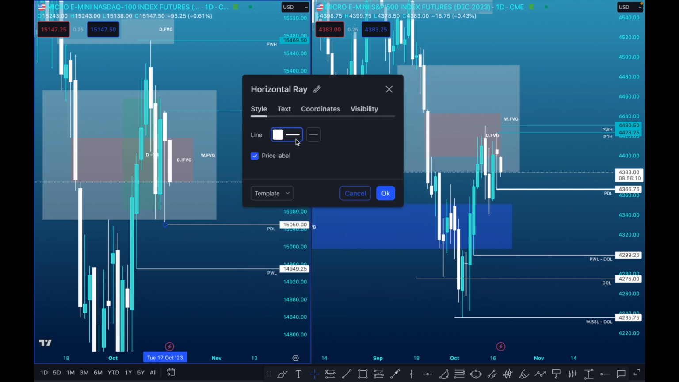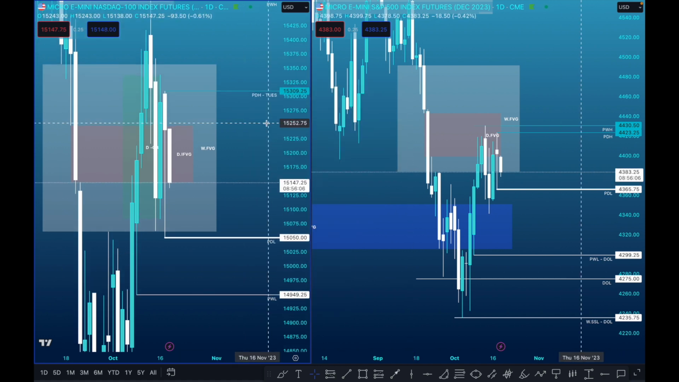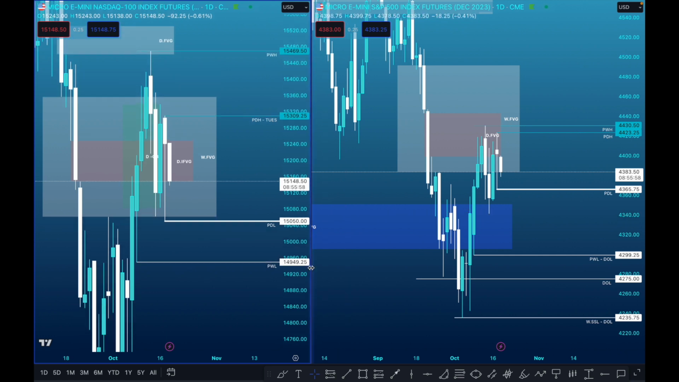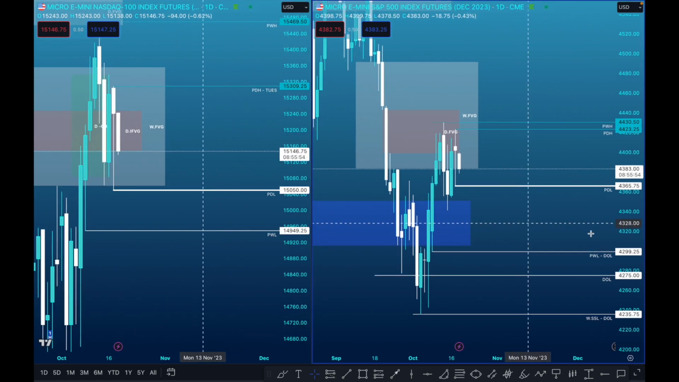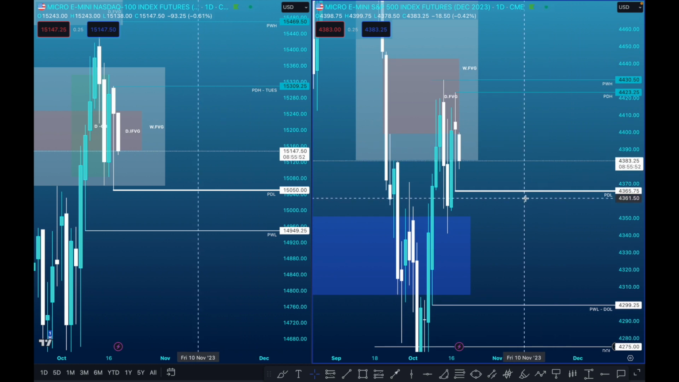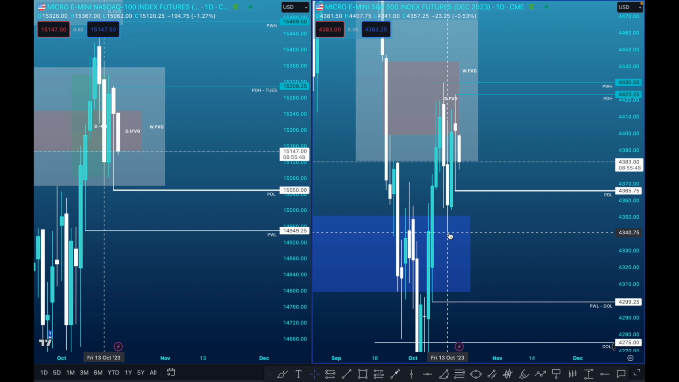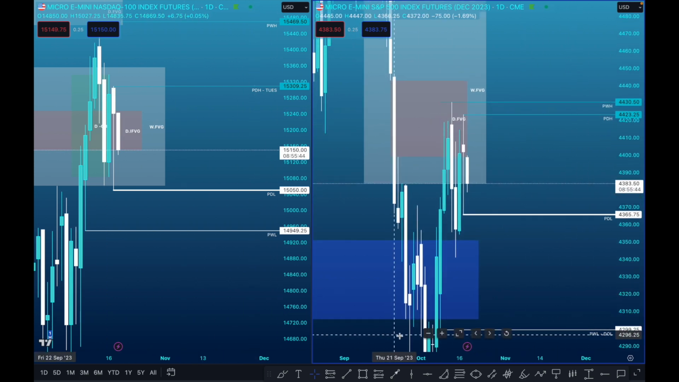Where is it? So I'll make that a bit thicker. All right, so for Nasdaq, okay, I'm liking 150.50, the previous day low. I believe we could trade into that going into New York. And for E-mini, 4365.75, and we could also tap 4340 as well.